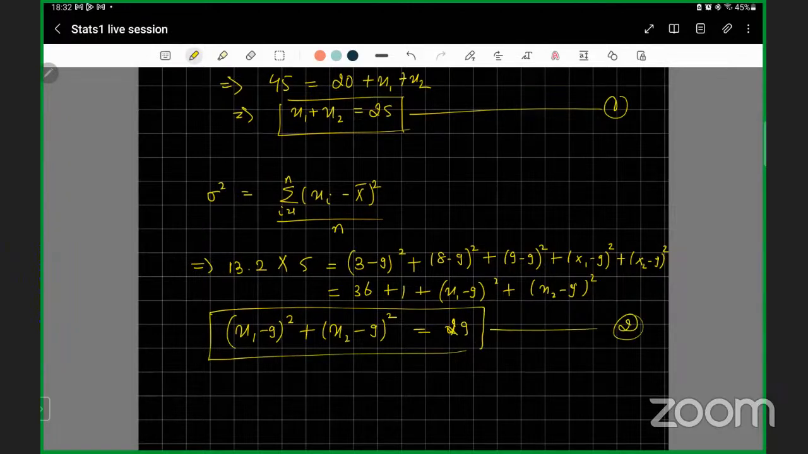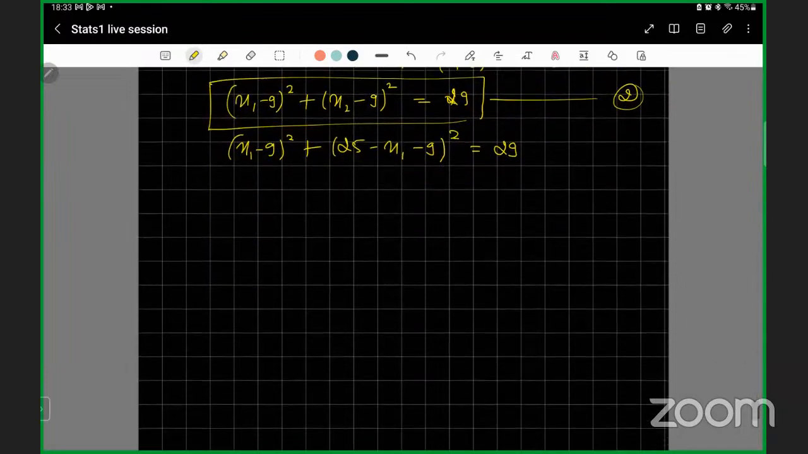Now you got 2 equations here. Now just solve these 2 equations. What you can do is use this value here. So see, x1 plus x2 equal 25. You can write x2 is equal to 25 minus x1. Substitute here. So (x1 minus 9) whole square plus (x2 minus 9) whole square, with x2 as 25 minus x1, equals 29. So once you solve it, you will get x1 equal to 14 and 11.